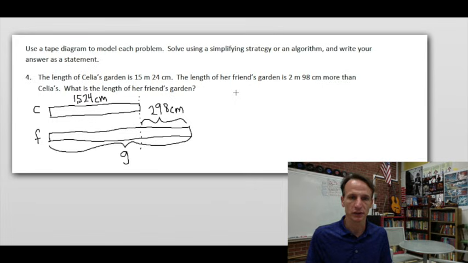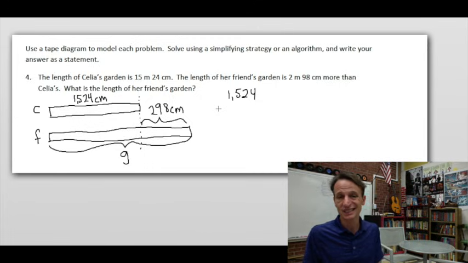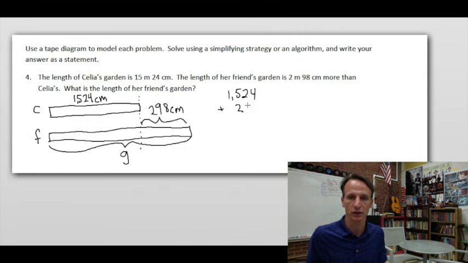So we are going to be adding. See, that's why we draw a tape diagram, my friends. It's not just to make you suffer, although that might be a part of it. No, just kidding. It's so you can see what you're supposed to be doing mathematically. You can say, okay, I can see I have to add these because it's Celia's plus how much longer her friend's is. All right, so let's do the addition here.